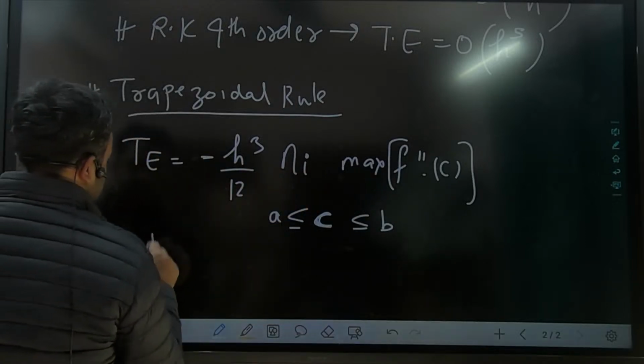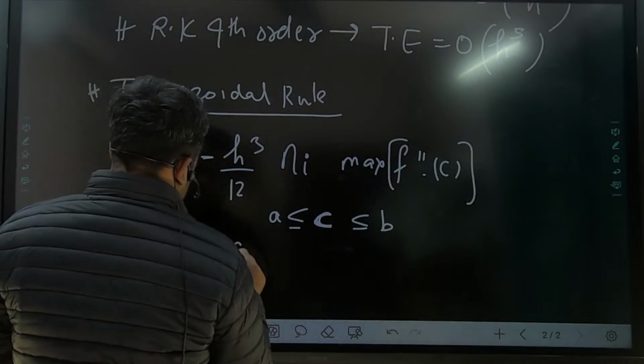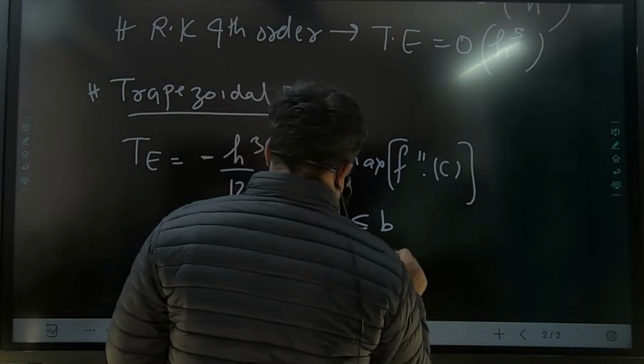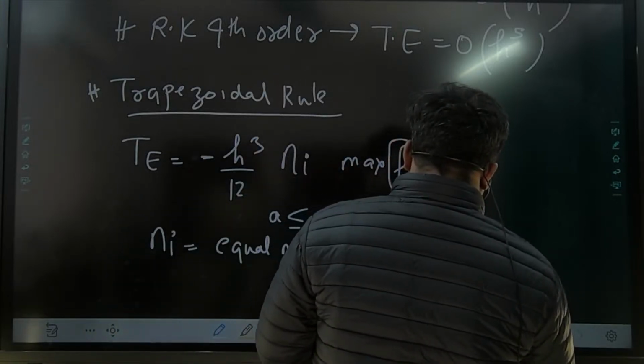Now what is this ni? It is nothing but the number of equal intervals. That is given by b minus a divided by h.